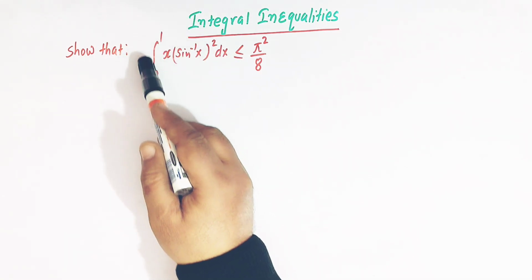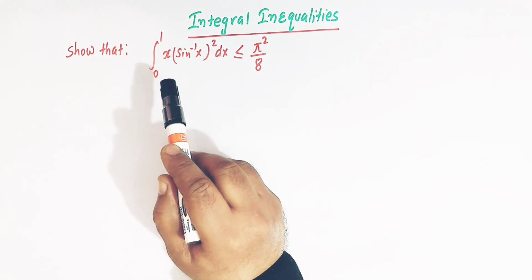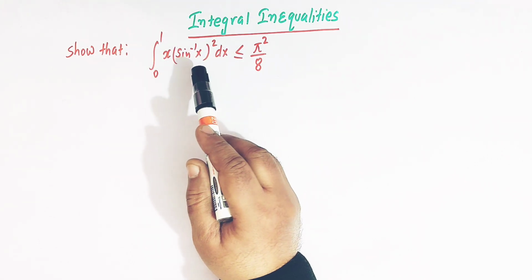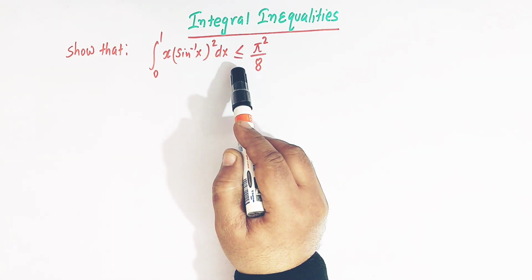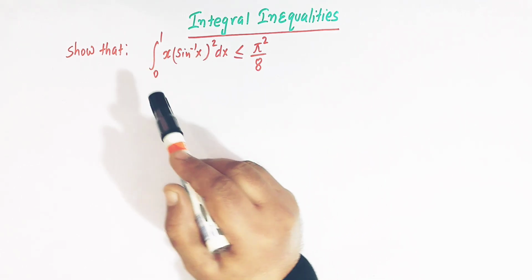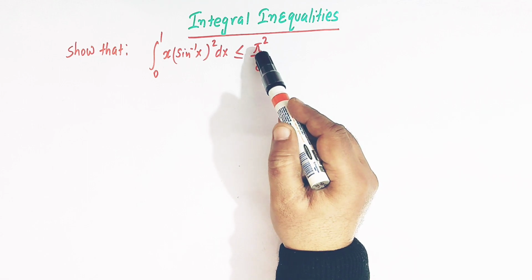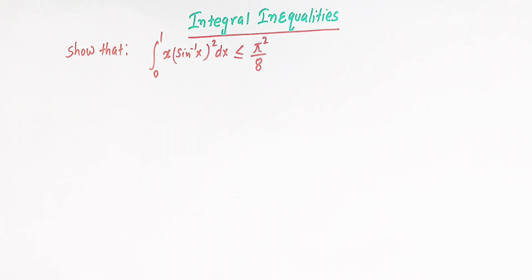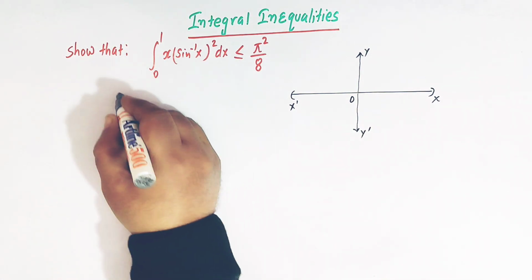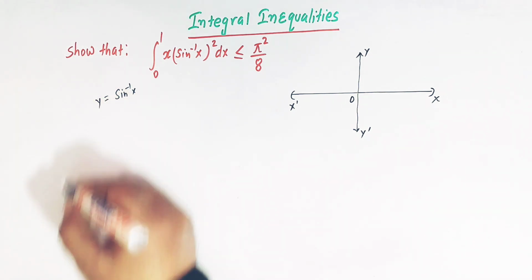So without actually evaluating this integral, we have to show that the value of this integral is less than or equal to pi square over 8, or in other words we can also say that the value of this integral cannot exceed pi square over 8, right? So let us start. Let us first consider the graph of sine inverse x, right?